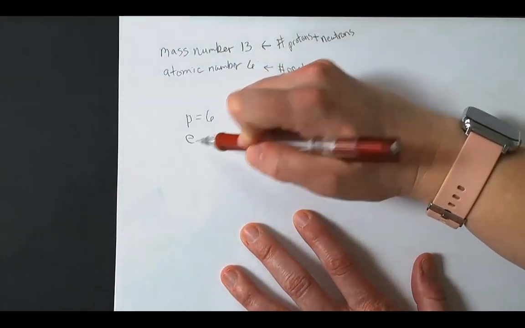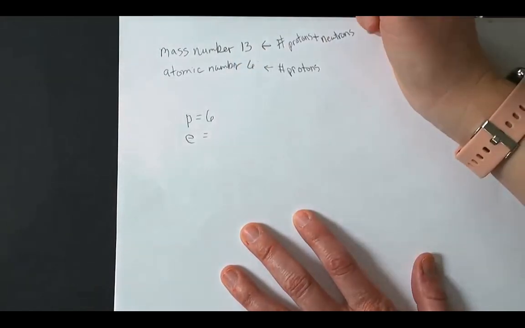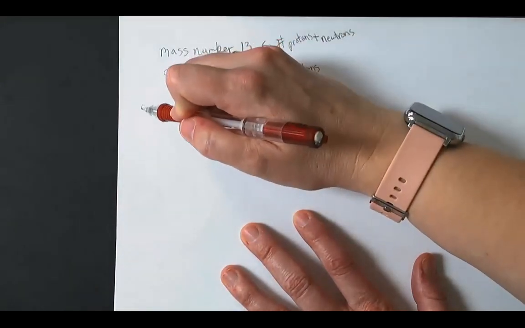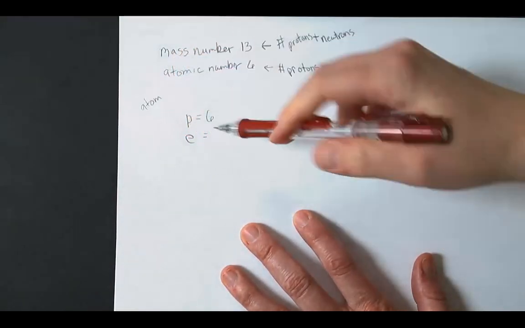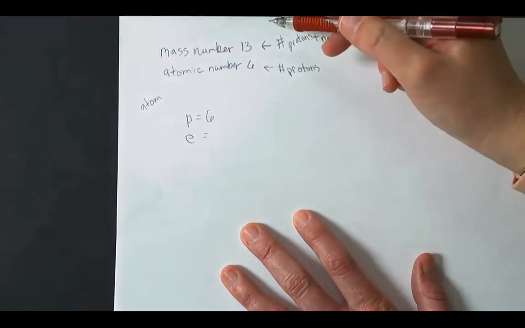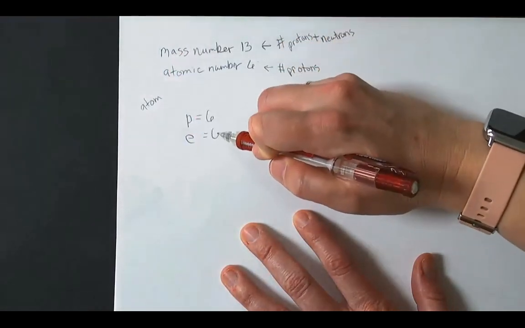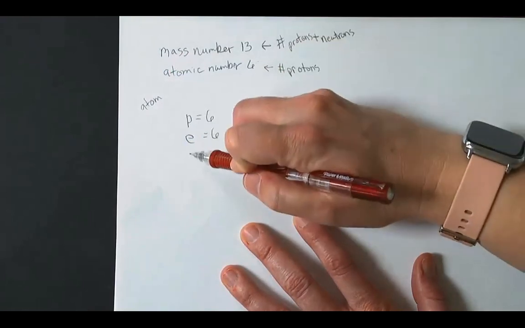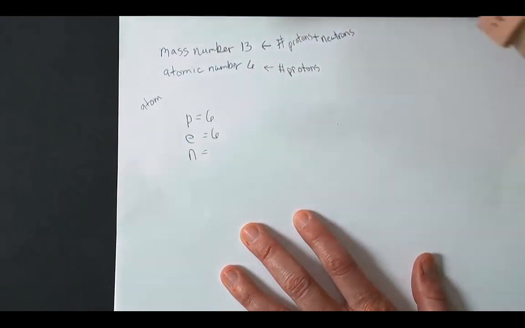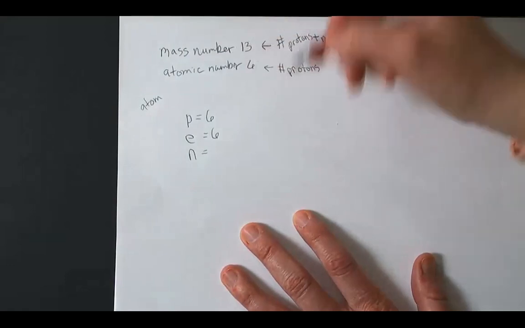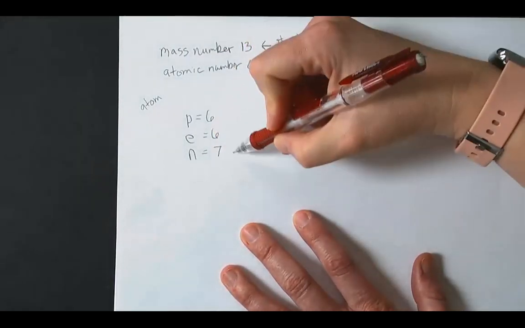If it asked us how many electrons we have in an atom, we remember that in an atom the protons equal the electrons, so the number of electrons is also 6. If it asks how many neutrons we have, given the mass number is the protons plus the neutrons, that's a total of 13 when combined, and the number of protons is 6, so we take 13 minus 6, and that gives us 7 neutrons.